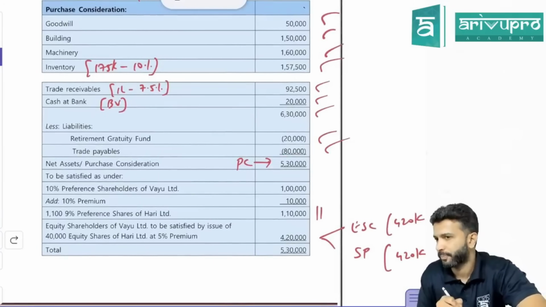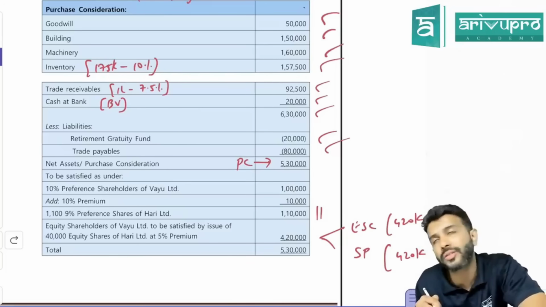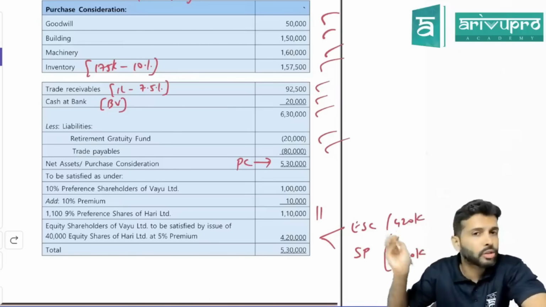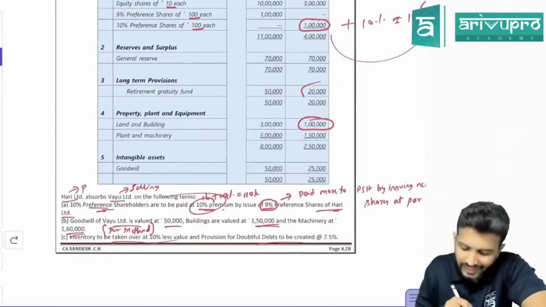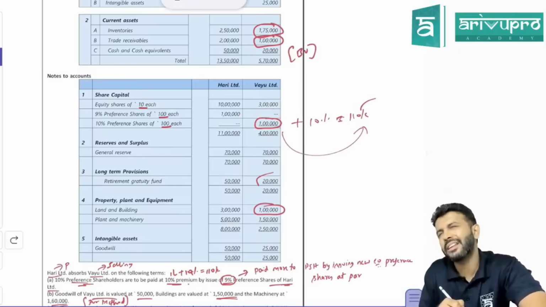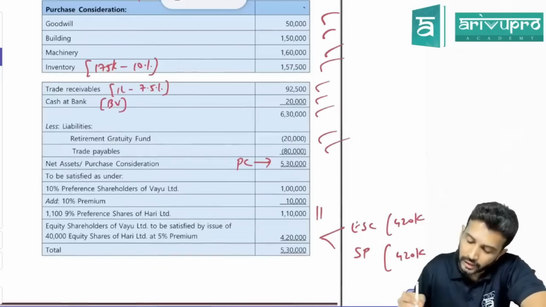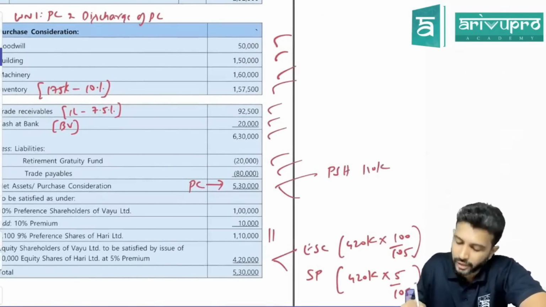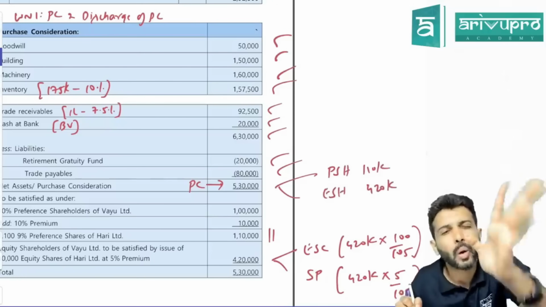20 considered, 80 considered. So total PC is how much? 5 lakh 30,000. This PC will be given to whom? Owners of the selling company. Who are owners of the selling company? Equity shareholders and preference shareholders. Sir, how much did you give to preference shareholders? Clearly I know. How? They only told. Preference shareholders will be paid at 10% premium. Preference share capital in the selling company was 1 lakh. Did we take over and pay them 1 lakh or 10% more? So how much do we have to pay to the preference shareholders? 1 lakh 10,000. So out of this 5 lakh 30,000, 1 lakh 10,000 to preference shareholders, so the balance of 4 lakh 20,000 will be paid to equity shareholders.